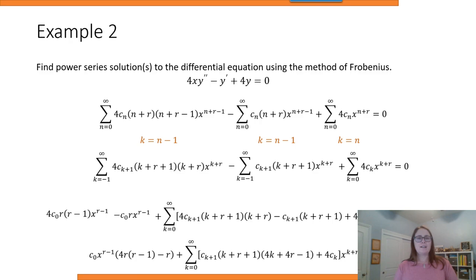Okay, so if I do all that, I end up with a leading term out in front of the sum of c naught x to the r minus 1 times 4r times r minus 1 minus r. And then inside of the sum, I have ck plus 1 times r plus k plus r plus 1 times 4k plus 4r minus 1. And then I still have that 4ck following it. And all of that is multiplied by x to the k plus r. Okay, so it's as cleaned up as it's going to get. And now it's time to find my r values and then use that to find the first few terms of my solution.